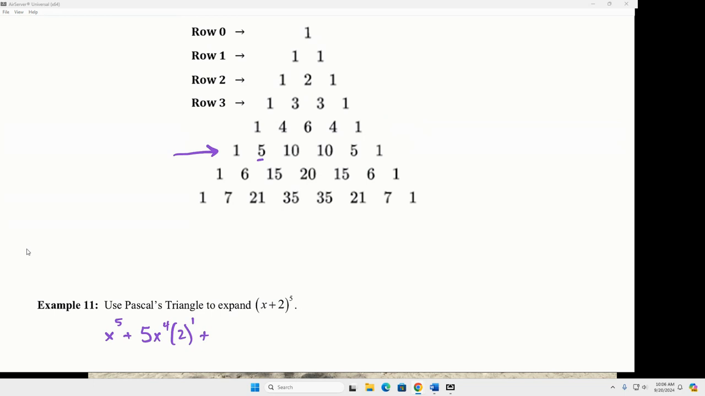All right, and then we have a plus. And then what's the next number I need to write? 10. We're looking at the triangle, 10. All right, and then we have x. Power should start going down. The power on the 2 should start going up.